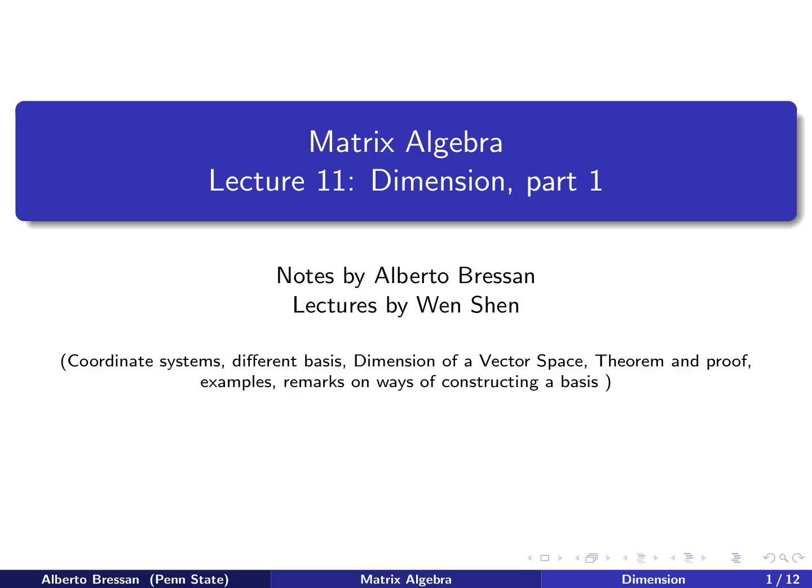This is part 1. The topic of this lecture will be on the dimension of a vector space and related topics. So in part 1 we'll talk about coordinate systems, different bases, and then later we'll have some theories and theoretical results with proof and examples. Okay, let's get started.